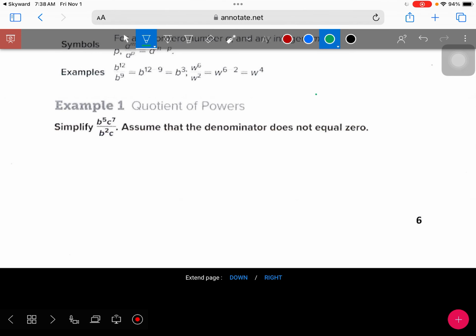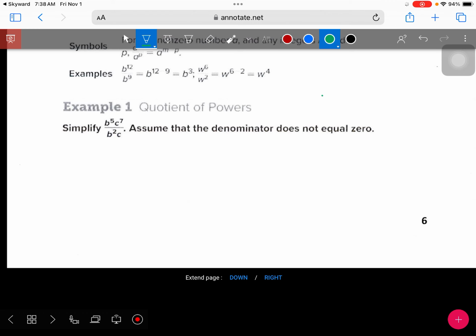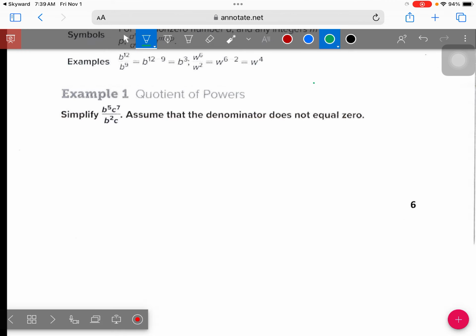Okay. So let's do this problem here. Simplify b to the 5th, c to the 7th, divided by b squared c. And we have to assume the denominator does not equal 0 because you cannot divide by 0. So we will assume that. So I'm going to rewrite this as b to the 5th, c to the 7th, divided by b to the 2nd, c, and there's no exponent on there.